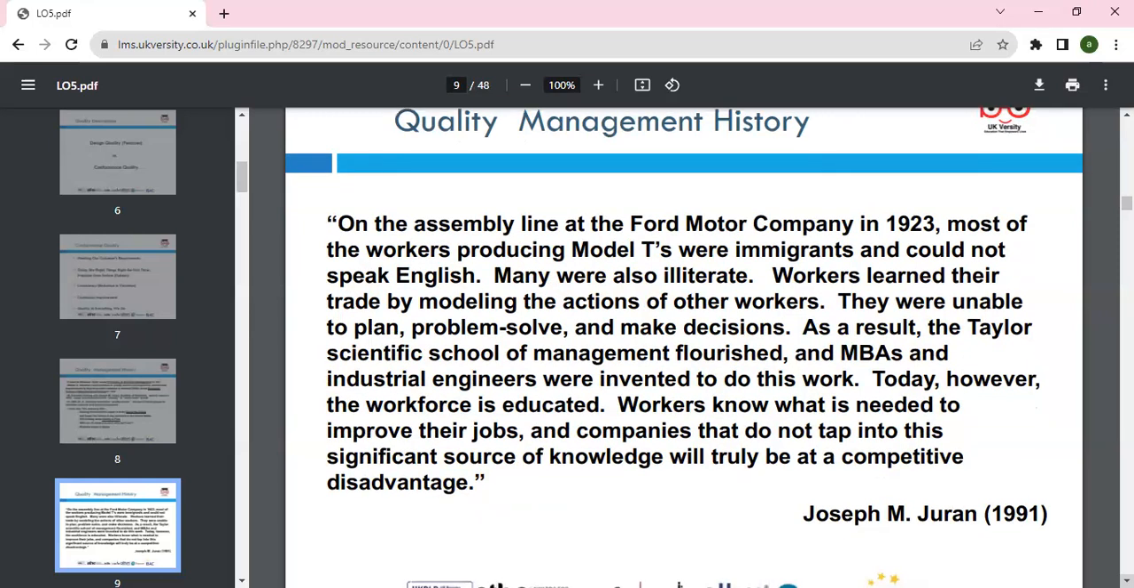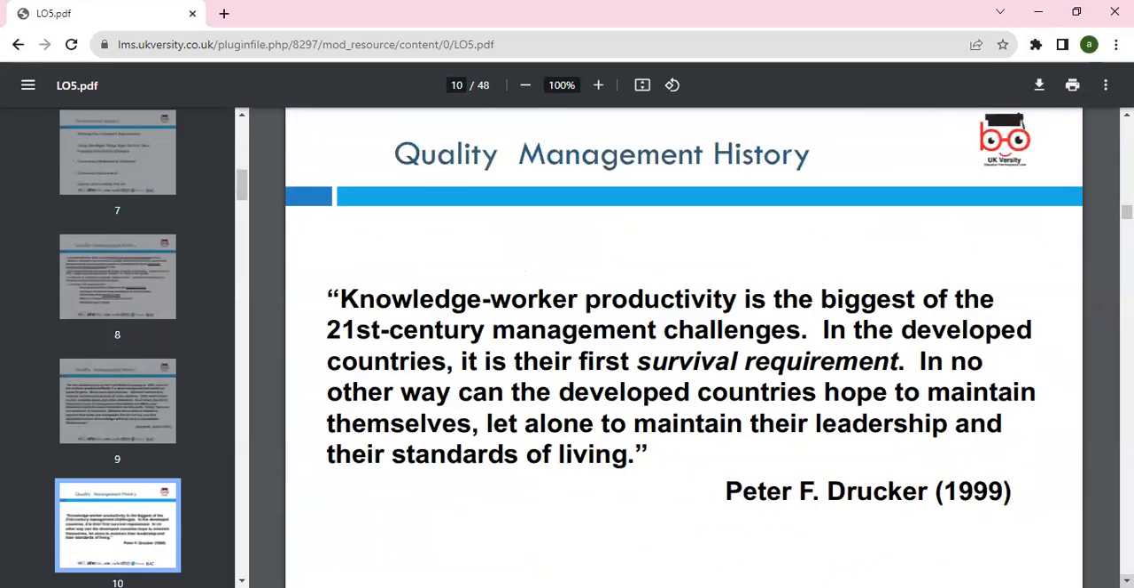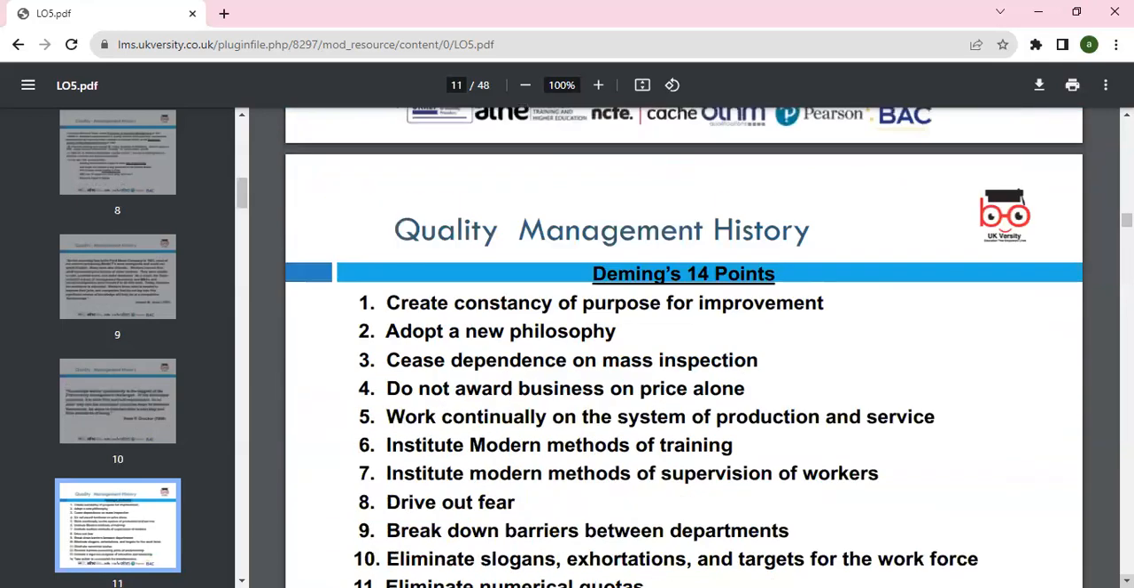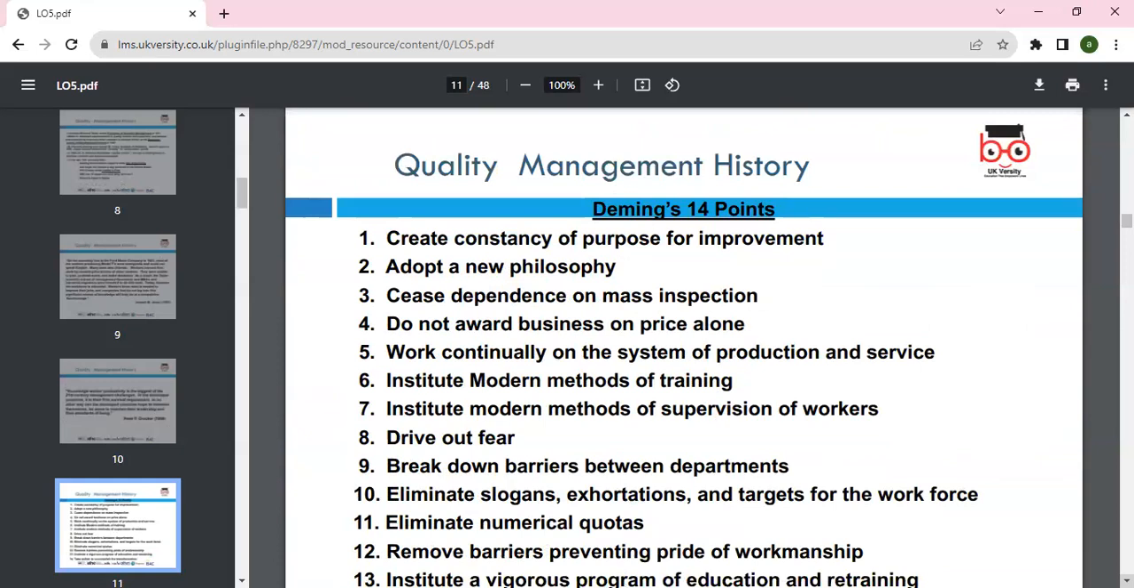Quality management history is linked with knowledge workers, knowledge-based work and knowledge management. F.W. Taylor is Frederick Winslow Taylor, and this is Peter Drucker. He said the success of anything is the success of the manager, and the failure of anything is the failure of the manager. The first survival requirement is the way countries develop and maintain themselves, so you have to focus on quality. If you don't have quality, the country or the people will move to other parts of the world.